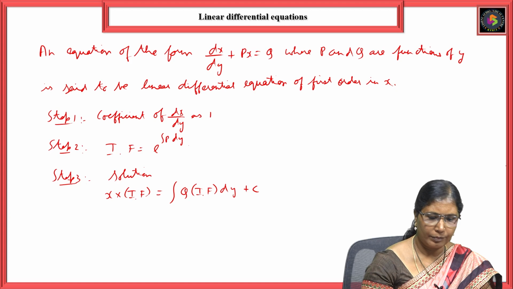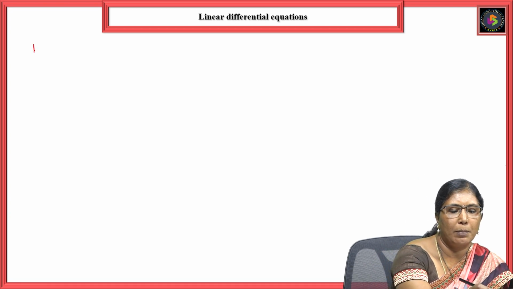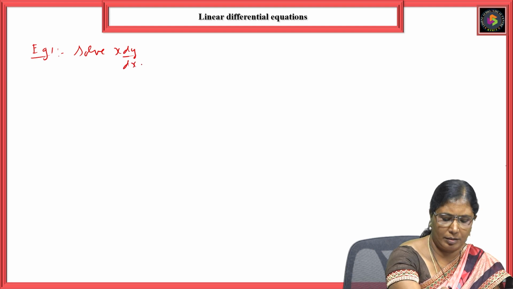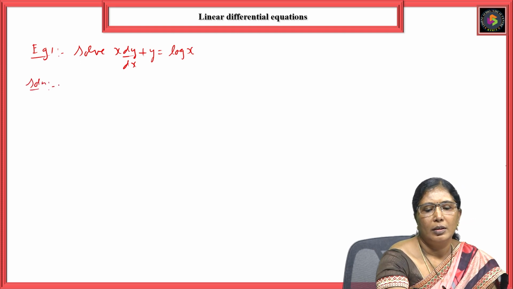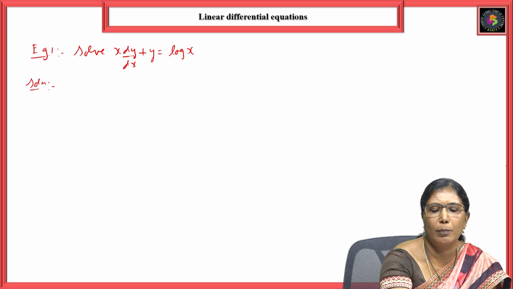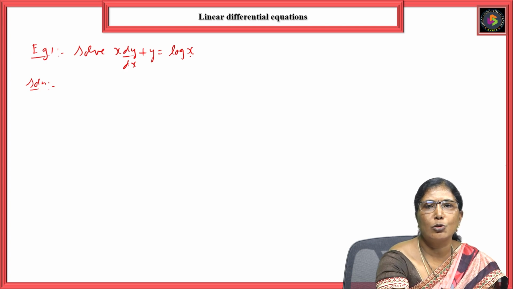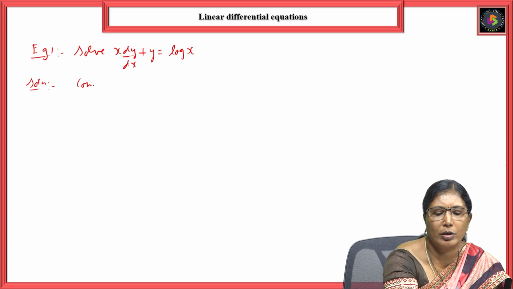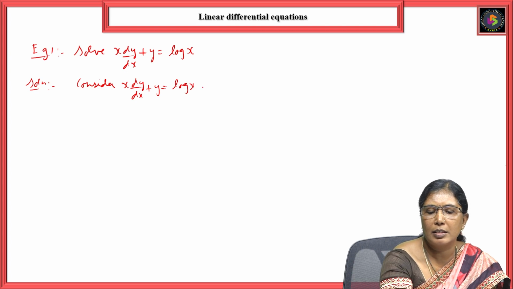So let us do some problems. Let us take an example. Example 1. Solve x dy by dx plus y is equal to log x. Now see here, it is linear in y, of the form dy by dx plus py is equal to q, where p and q are functions of x. First step is to make the coefficient of dy by dx as 1. To do this, we have to divide throughout by x. Consider this equation as equation 1.